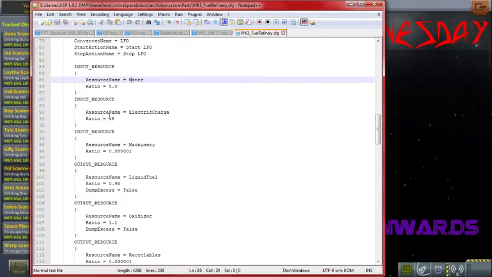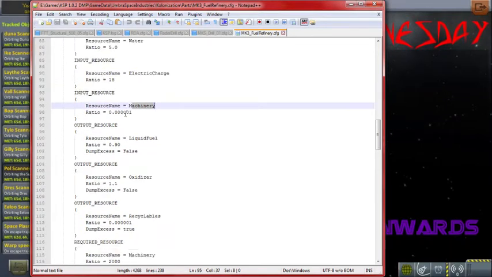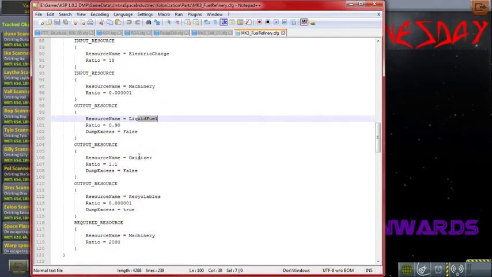So we've got water, plus electric charge, plus machinery, and the output is liquid fuel, oxidizer, and recyclables.